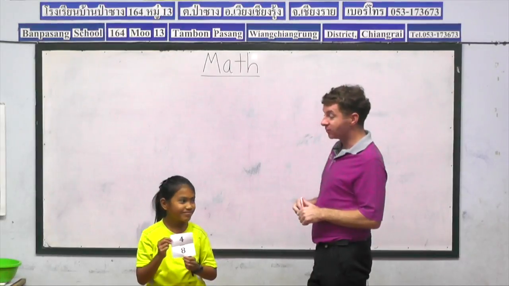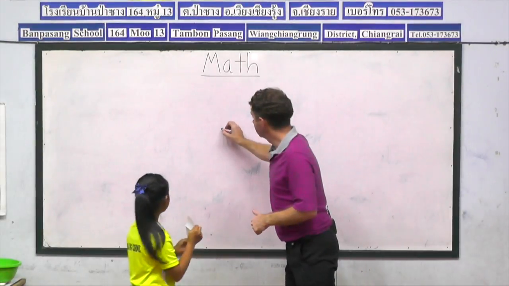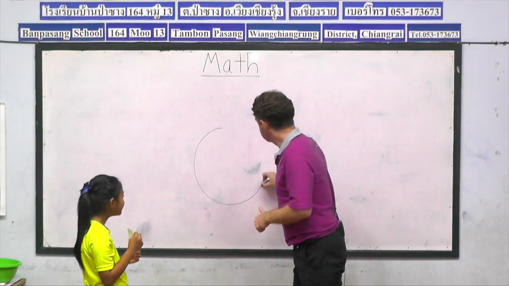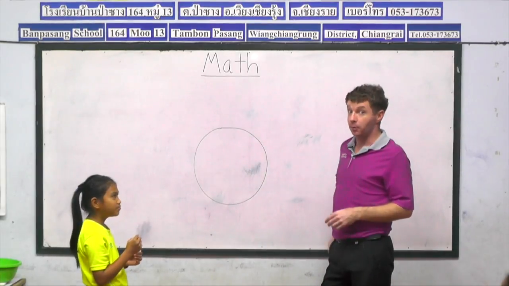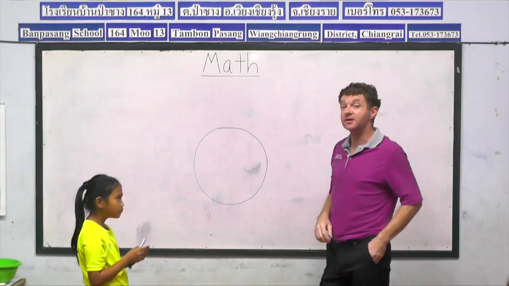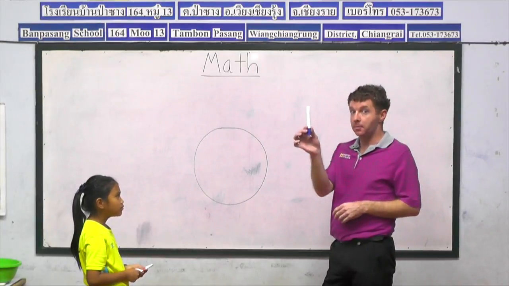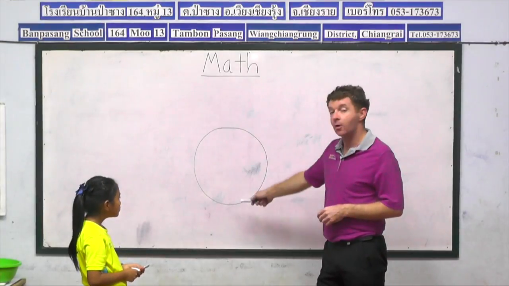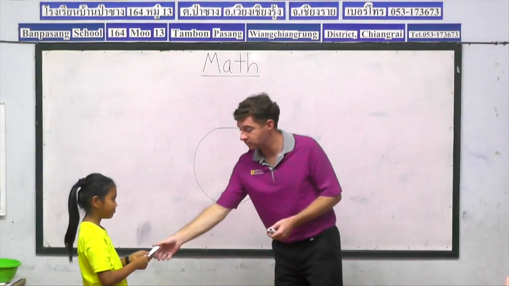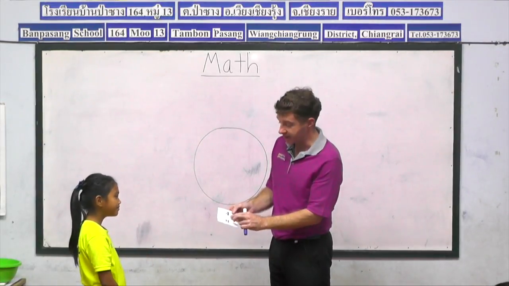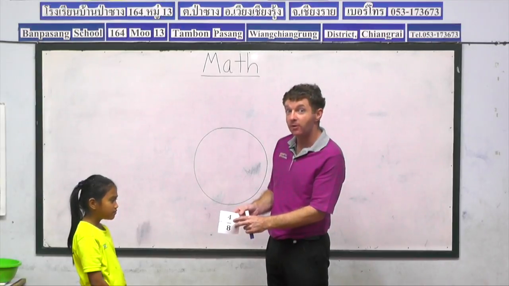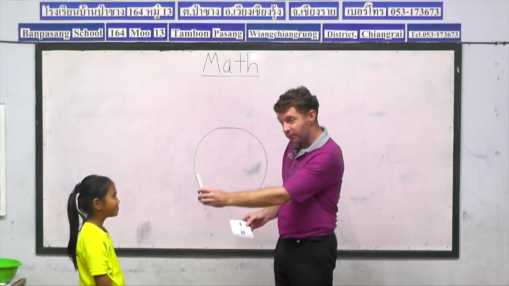So what I'm going to do first of all, I'm going to draw the circle for Pak Bung. And now I'm going to give Pak Bung a blue marker. First of all, Pak Bung needs to draw 8 parts to the circle. And then I would like to see 4 parts in blue. So Pak Bung, over to you.